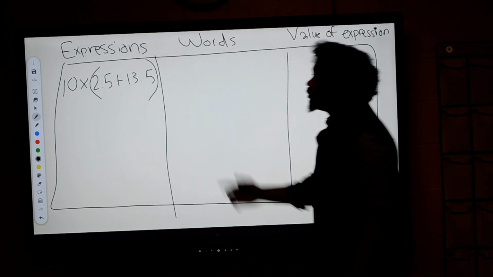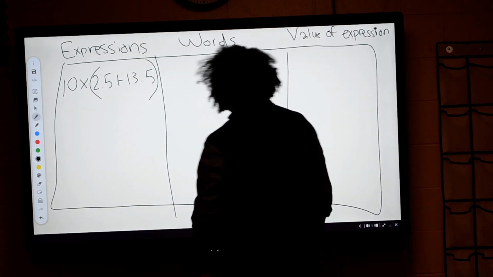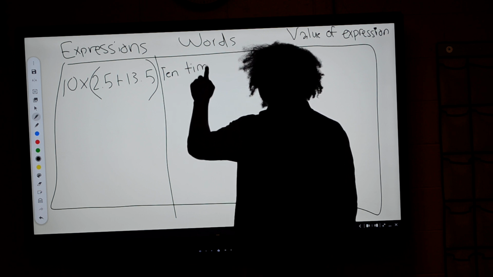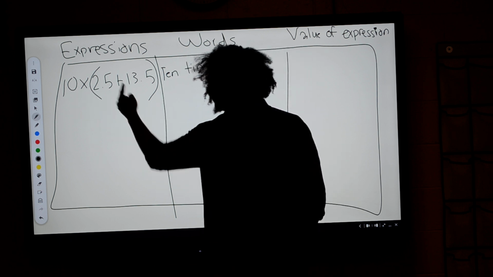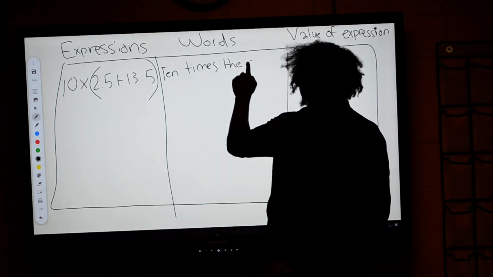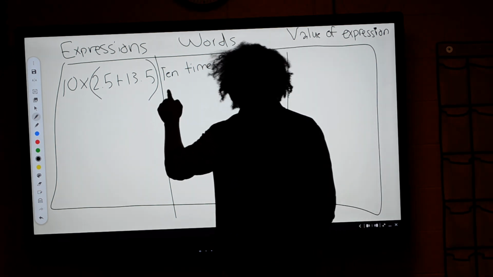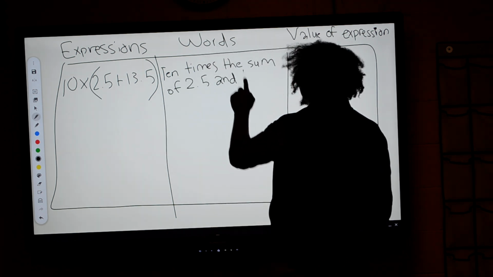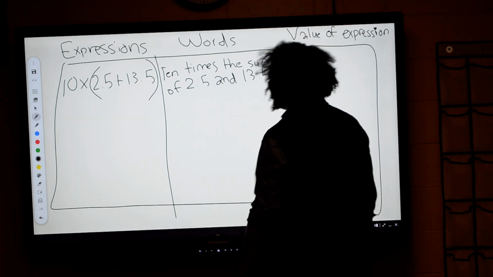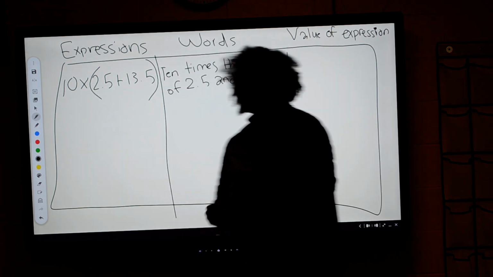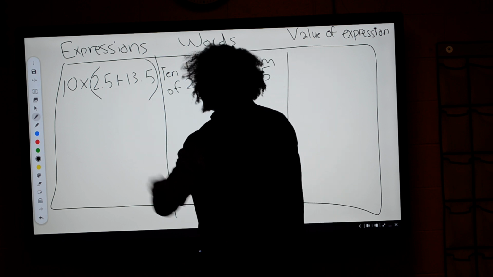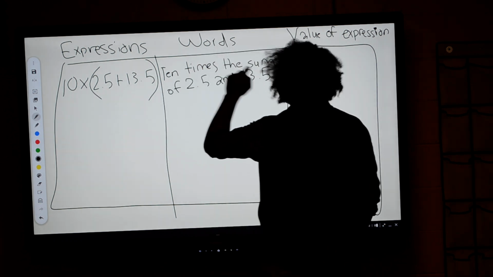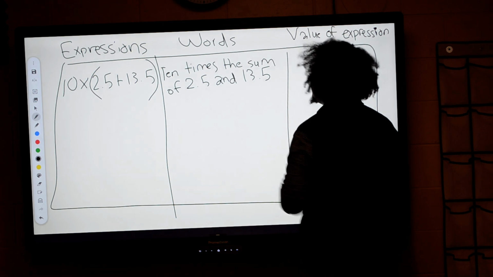All right, so they want you to put this in words. Well, I just said it for you. They want to say 10 times the sum, because we're adding, of 2.5 and 13.5. Okay? So they give you the expression. They want you to take the expression as we did in our lesson before and put it into words. So we have 10 times the sum of 2.5 and 13.5.